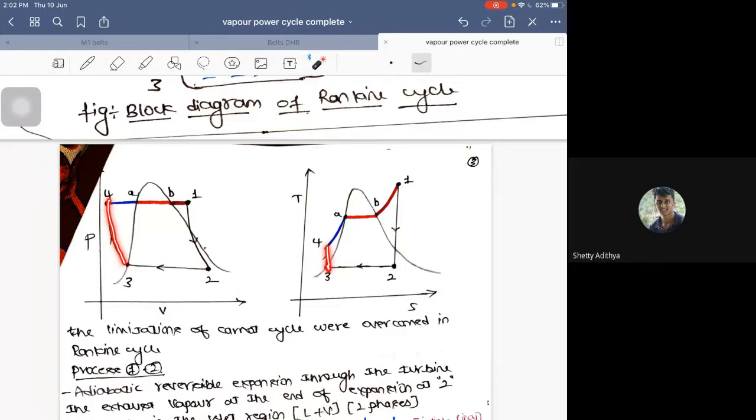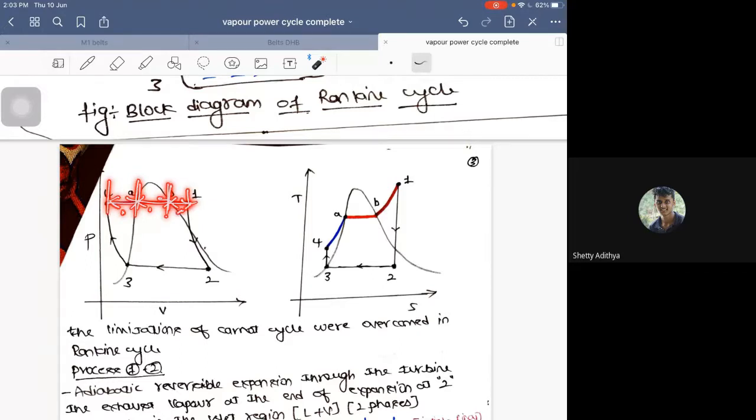From state 4 to state 1, it is the complete heat addition process. So all these three are heat addition processes. Why are these three different in nature? Because in the first, you are heating the liquid. In the second heating process, you are transforming the liquid to vapor. In the third heating process, you are heating the vapor to a higher temperature, which is known as the superheater.